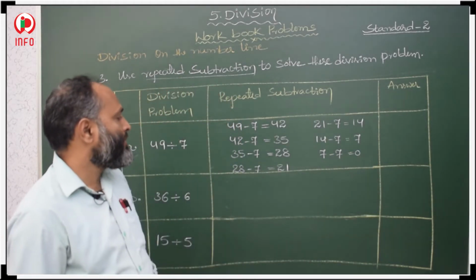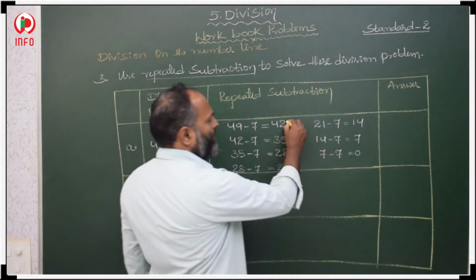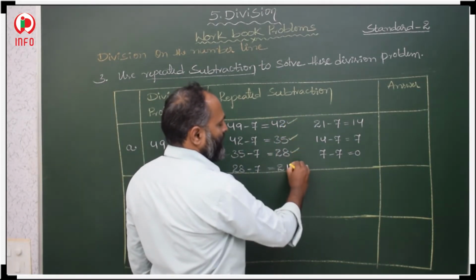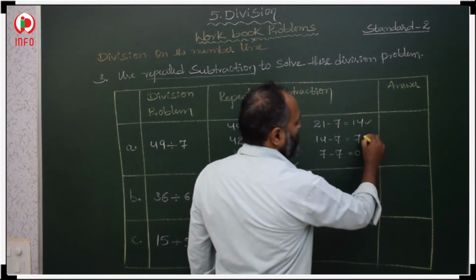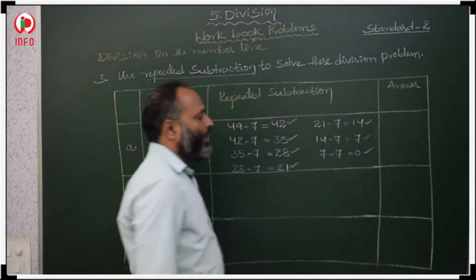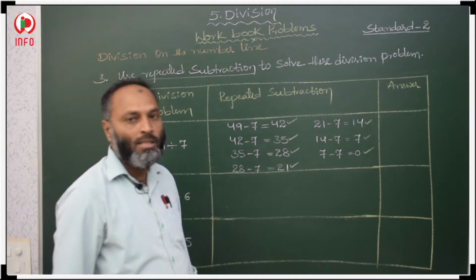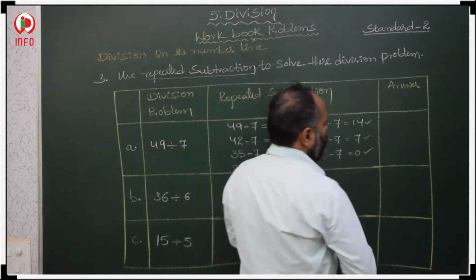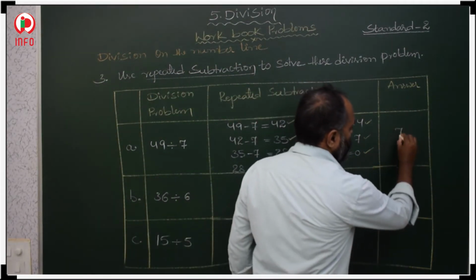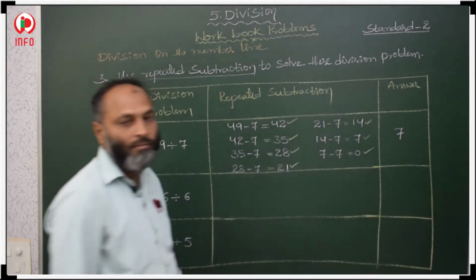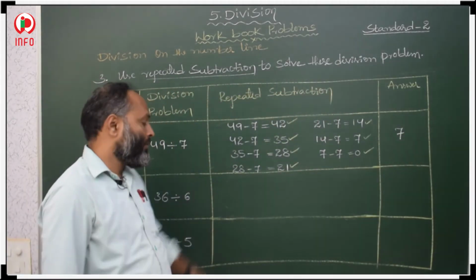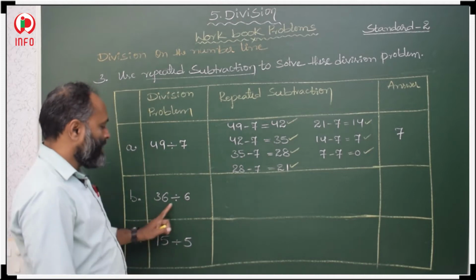In how many steps do we get 0? 1, 2, 3, 4, 5, 6, 7. In the 7th step we got 0. It means the answer is 7. Okay. Now, the next one, 36 divided by 6.